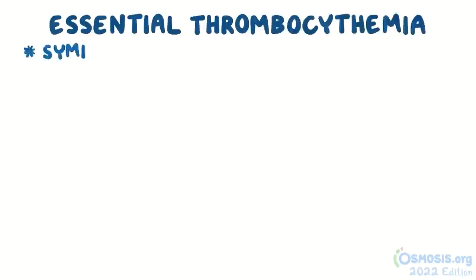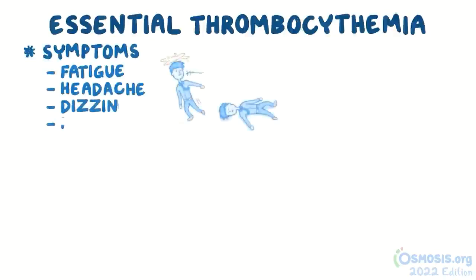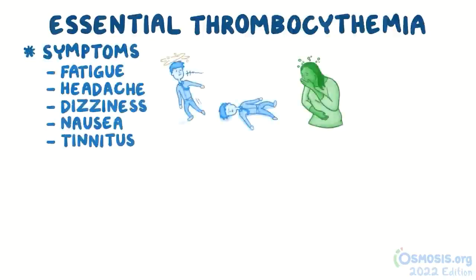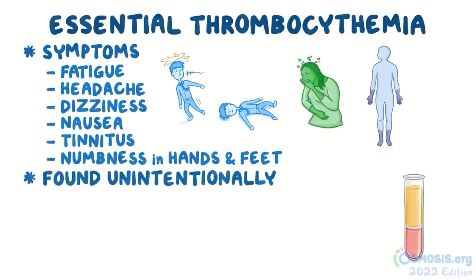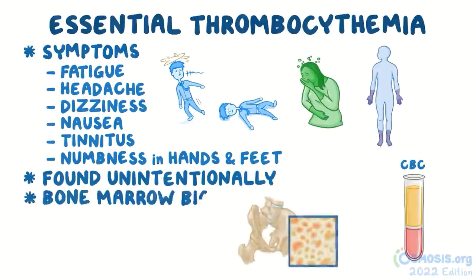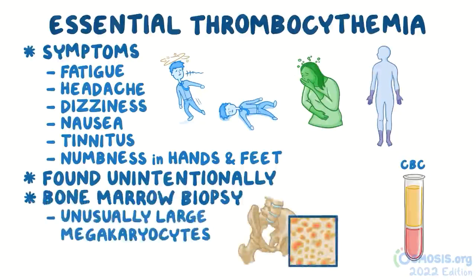Now, some individuals with essential thrombocythemia can have symptoms like fatigue, headache, dizziness, nausea, tinnitus or ringing in the ears, and numbness in the hands and feet. But more commonly, essential thrombocythemia is usually found unintentionally when elevated platelet levels are found on a routine complete blood count. If essential thrombocythemia is suspected, a bone marrow biopsy can be done to confirm the diagnosis. Typically, lots of unusually large megakaryocytes can be seen on a bone biopsy.